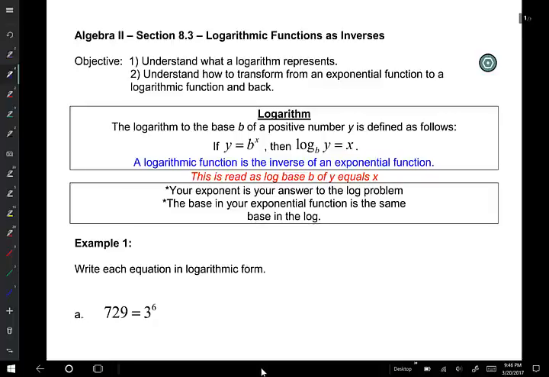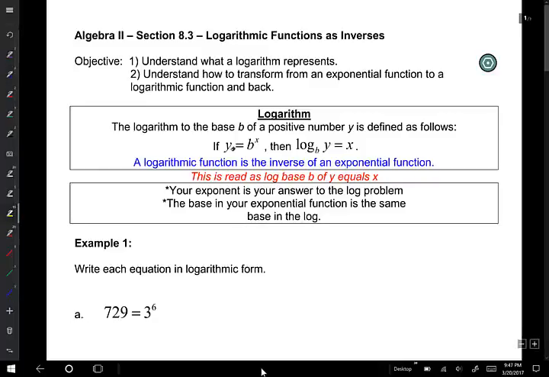In this section, we're going to explore a new idea called logarithms and understand the idea of the inverse function between a logarithm and an exponential function. We've just been graphing exponential functions in the last section or two, and today we're going to introduce the new idea, and that idea is called a logarithm.